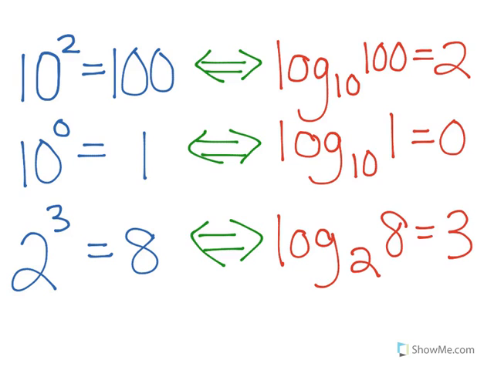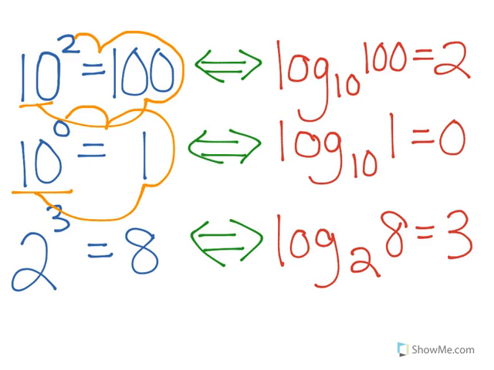Okay, so if we did the popcorn method, using the exponential side, I'm going to rewrite it showing you the popcorn method so you can follow along in the red, the log form side. So we start with 10, log base 10 of 100 equals 2. Log base 10 of 1 equals 0. Log base 2 of 8 equals 3.